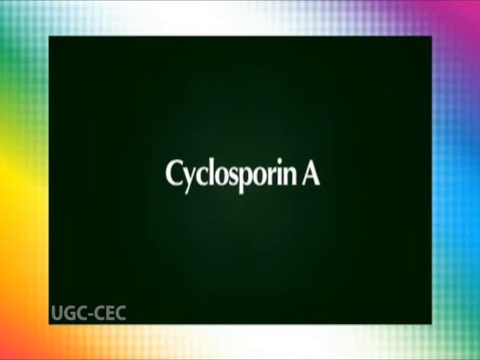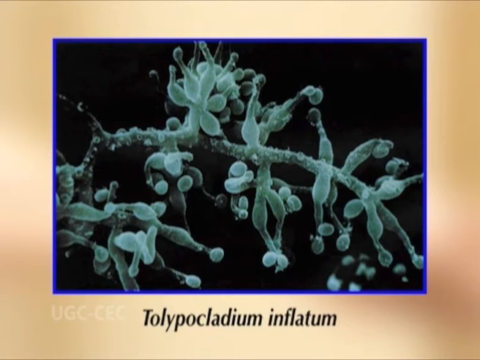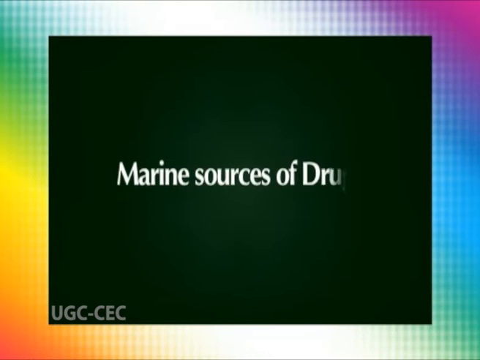Cyclosporin A, isolated from the microfungus Tolypocladium inflatum, has immunosuppressive properties. This product revolutionized the survival period for people needing transplantation of organs and has given a large number of people an elongated life. Now, the marine sources of drugs.